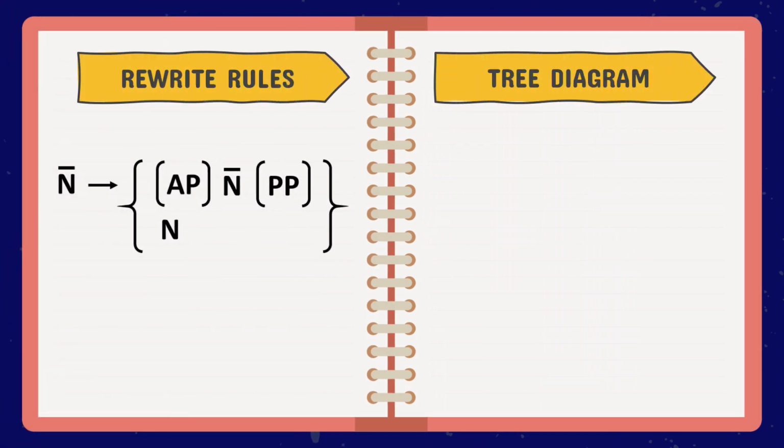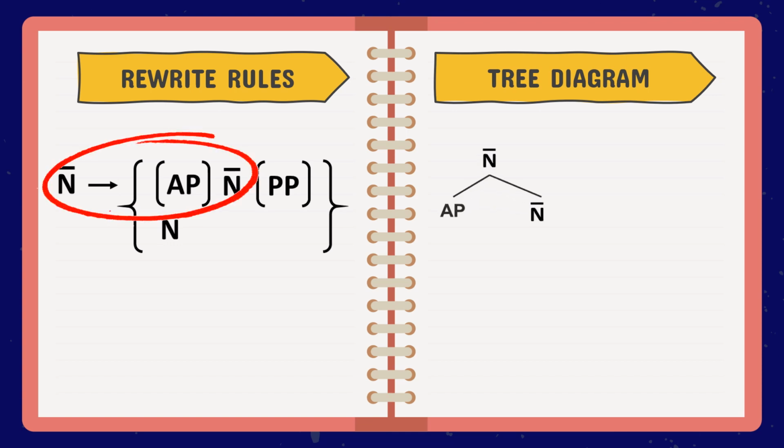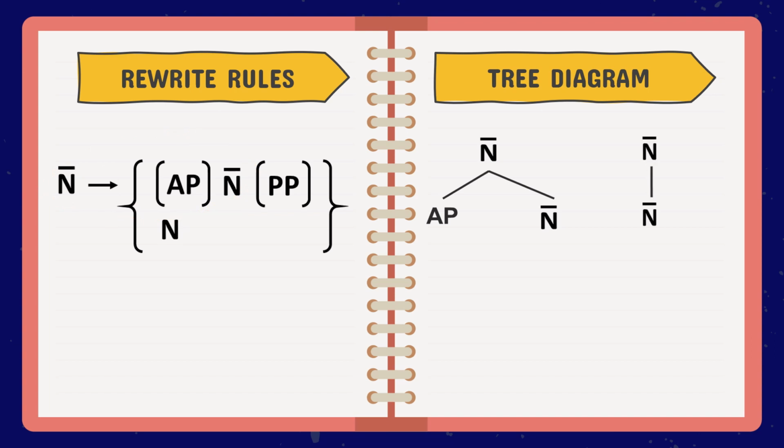These are the phrase structure rules of N-bar. An N-bar consists of an optional adjective phrase, an obligatory N-bar, and an optional prepositional phrase. To illustrate, we can have this one. An N-bar is the parent of an adjective phrase and another N-bar. Another illustration, or another diagram, is this. An N-bar consists of an obligatory N-bar.